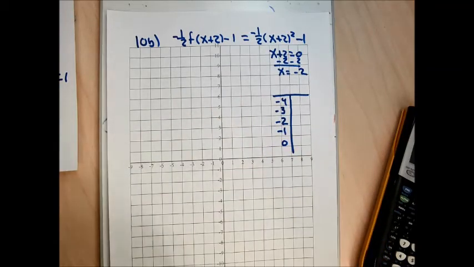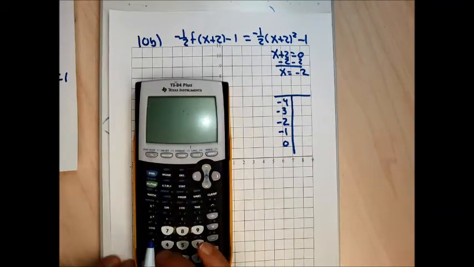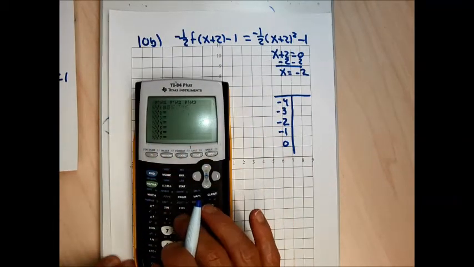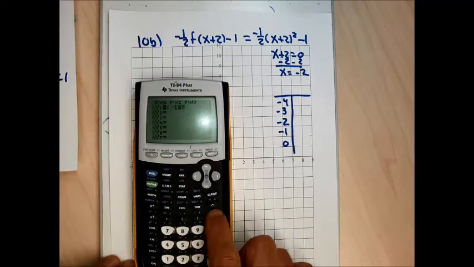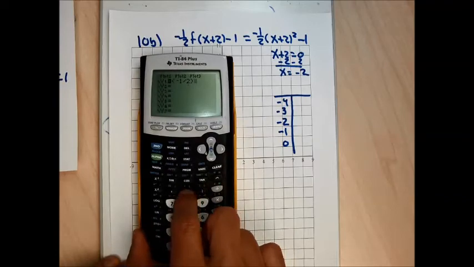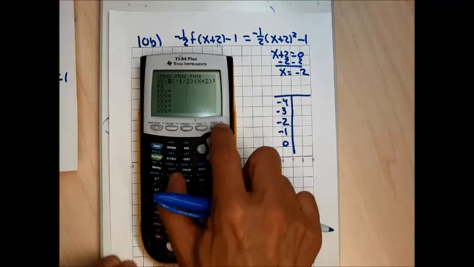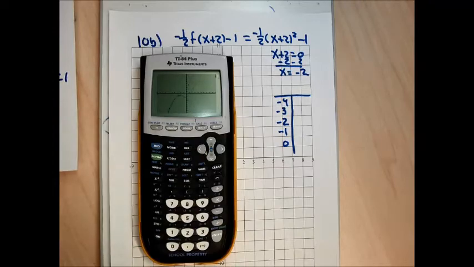I'm going to use my calculator to get the y's. So on my calculator, y equals, clear, parentheses negative 1 divided by 2. So the 1/2 needs to be in a parentheses. And then parentheses x plus 2 squared minus 1. It's going to be a wide upside down parabola.